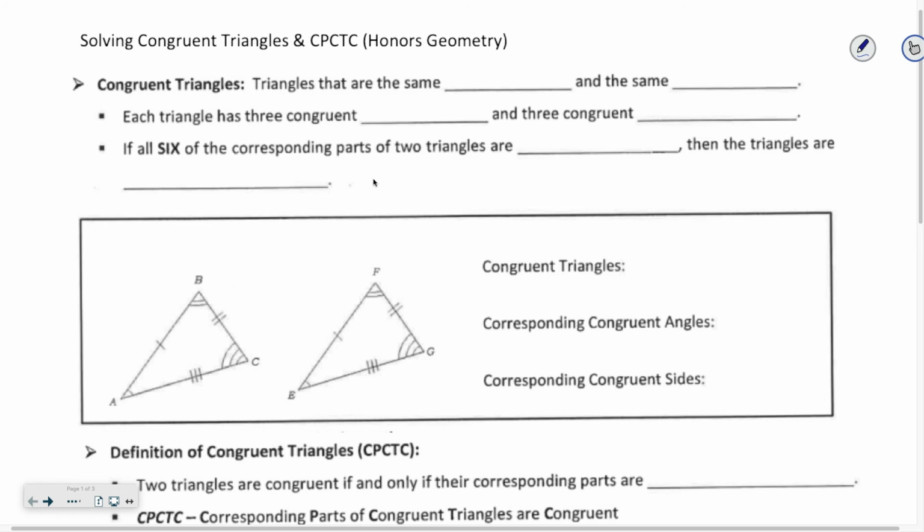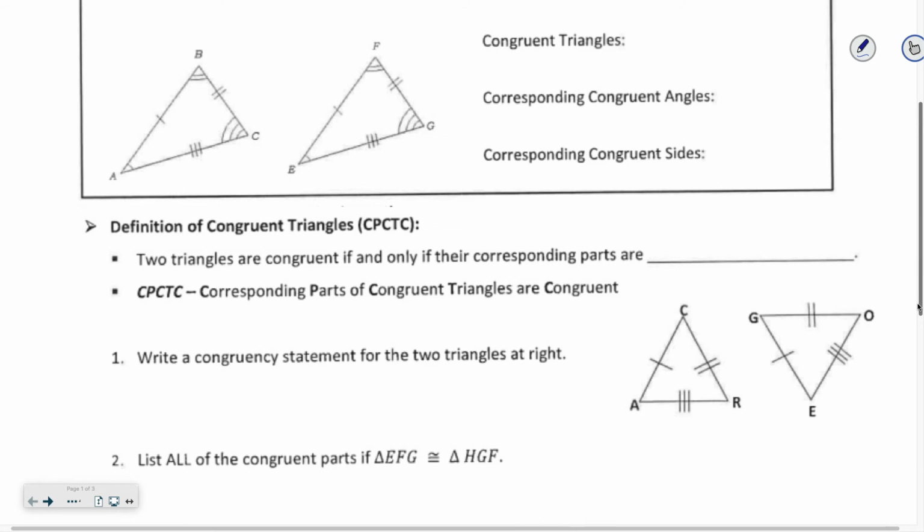CPCTC. So when we get to proofs, you're going to have to know what that means and how to use it. CPCTC stands for corresponding parts of congruent triangles are congruent. So what that means is if these two triangles are congruent, if we can prove that, then we know that all of their parts are congruent.